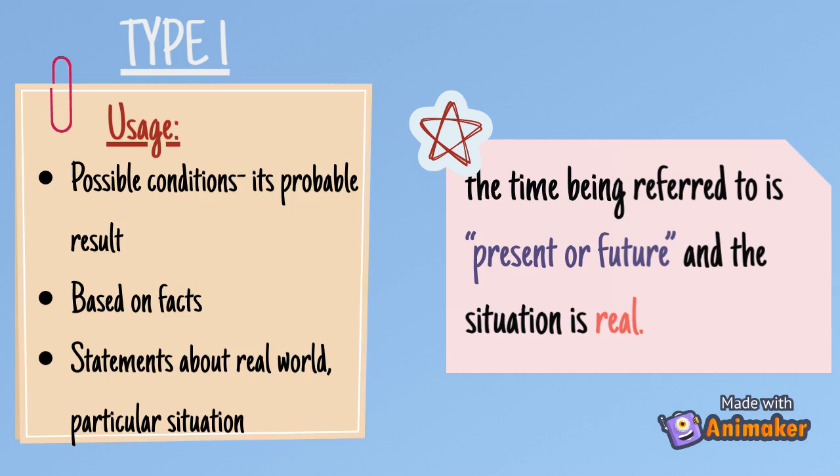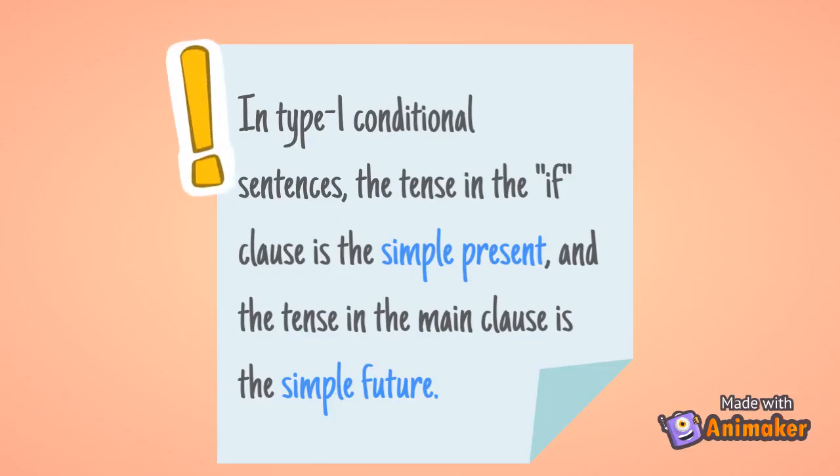In type 1 conditional sentences, the time is the present or future, and the situation is real. In a type 1 conditional sentence, the tense in the if clause is the simple present, and the tense in the main clause is the simple future.